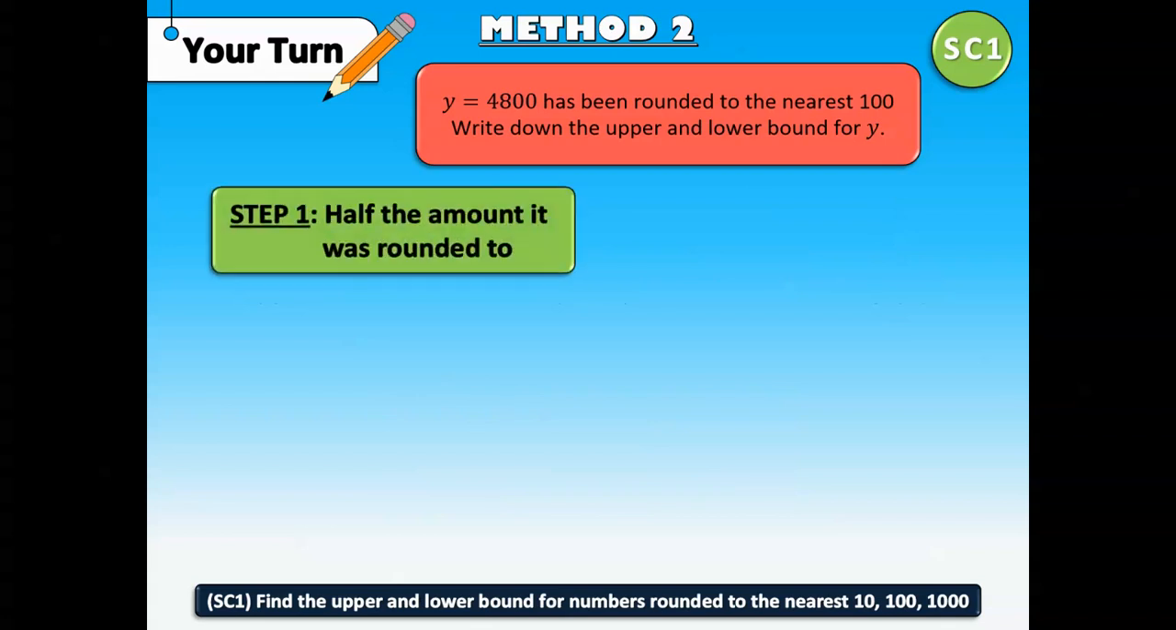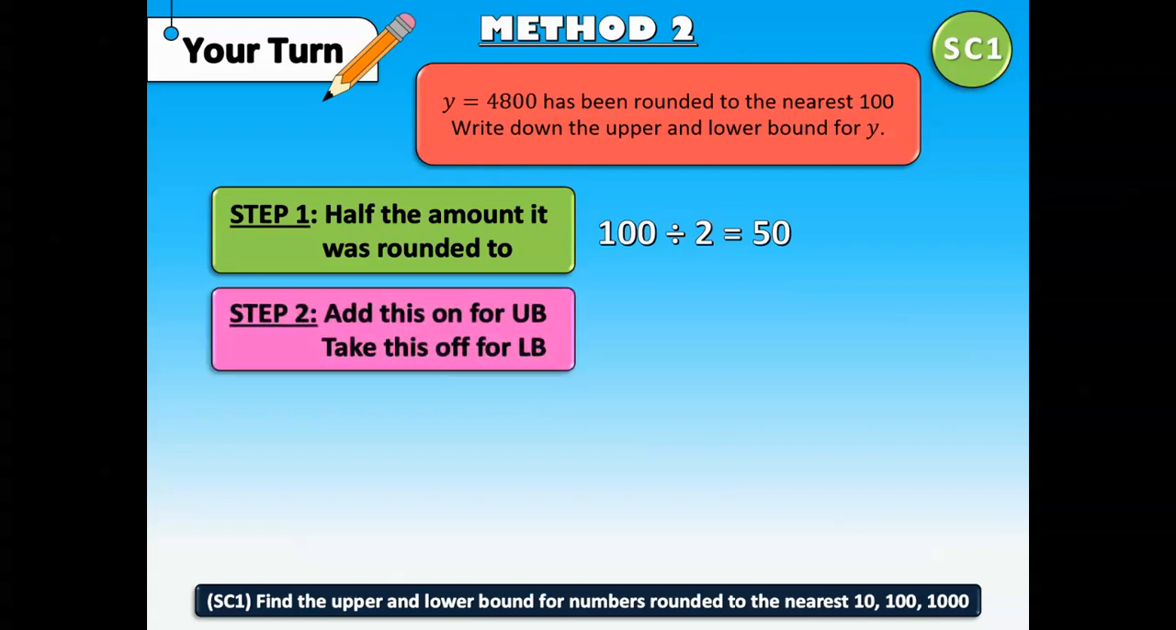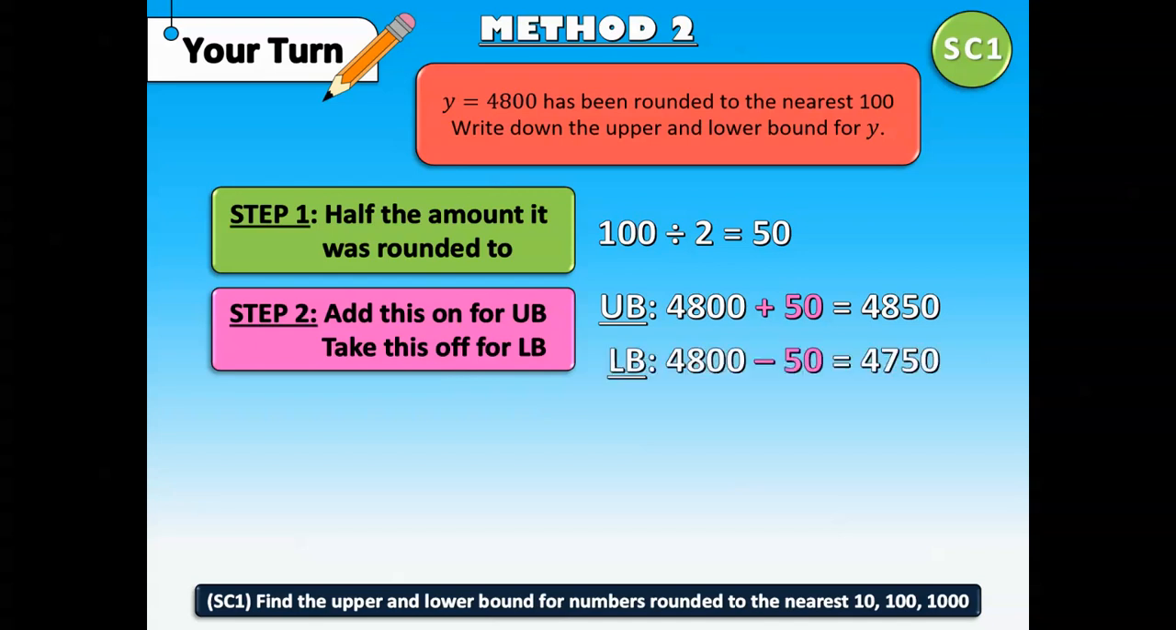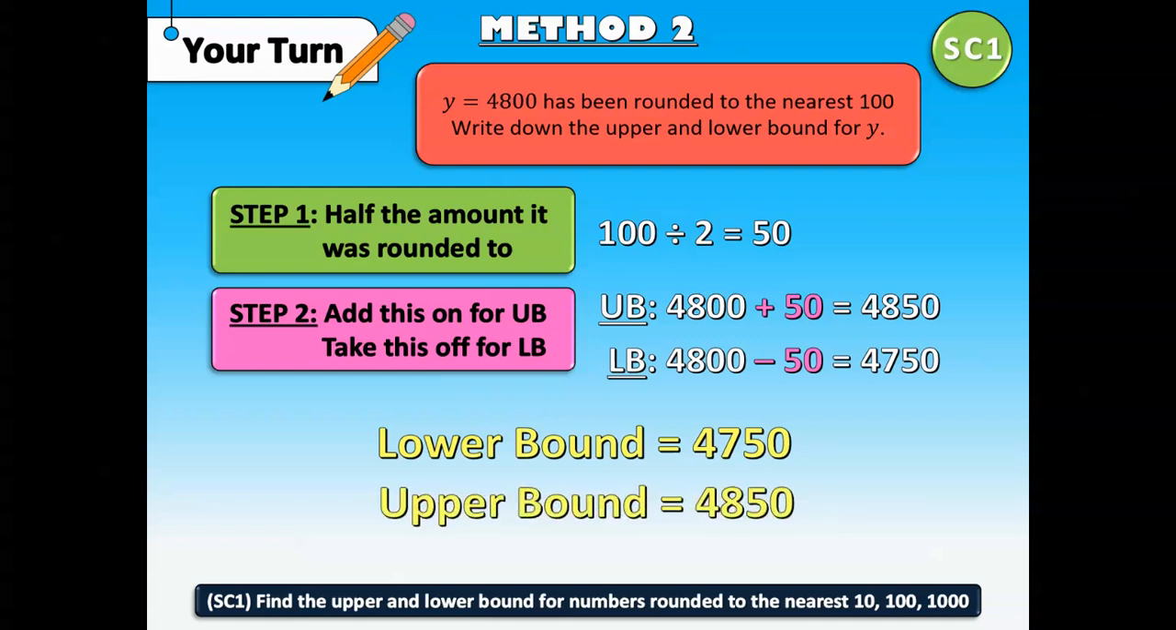Using method 2, it's rounded to the nearest 100. So if we half 100, that's 50. And to get the upper bound, we add this on to 4,800. And to get the lower bound, we take this away from 4,800. So the lower bound is 4,750 and the upper bound is 4,850.